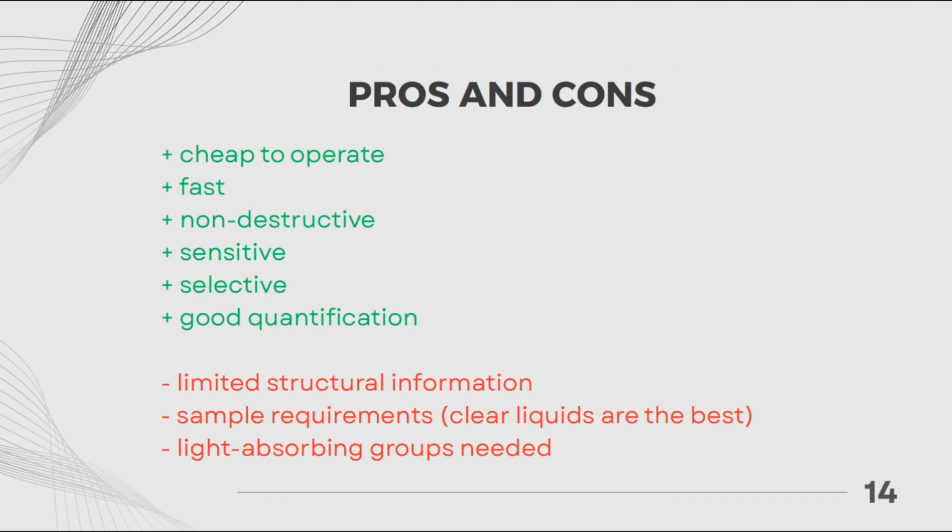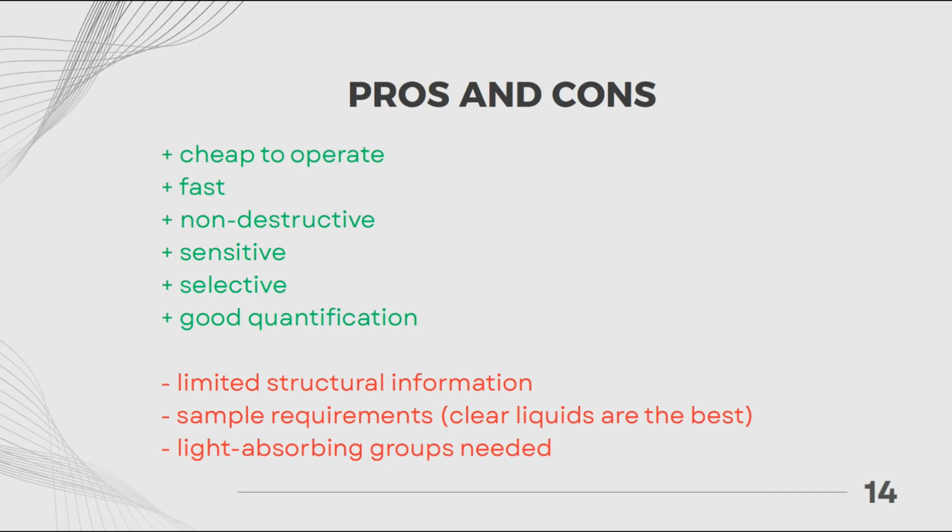Well, to sum up, let us discuss pros and cons of the UV-Vis methodology. So, first of all, it is really cheap to operate. It's important, of course, everywhere. And secondly, it is fast. Yeah? It is just a question of a few seconds to make a spectrum, which is very beneficial for really fast analysis in practice.